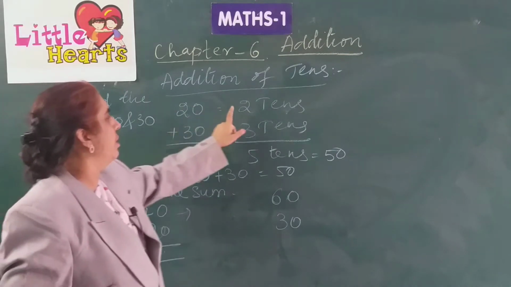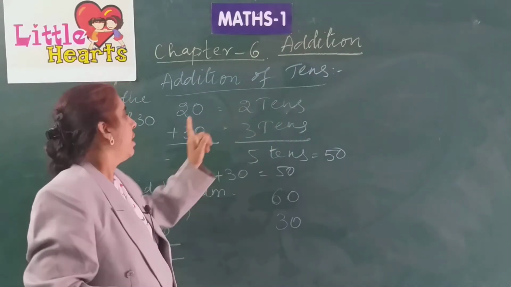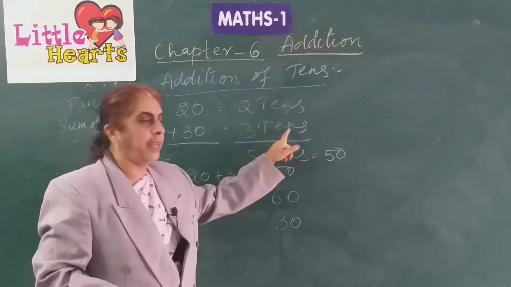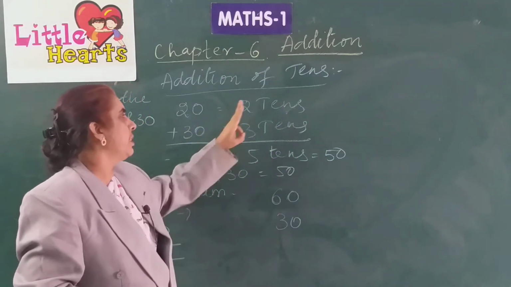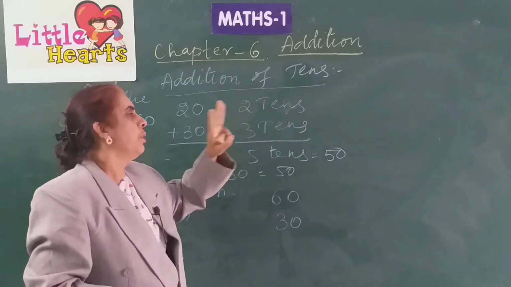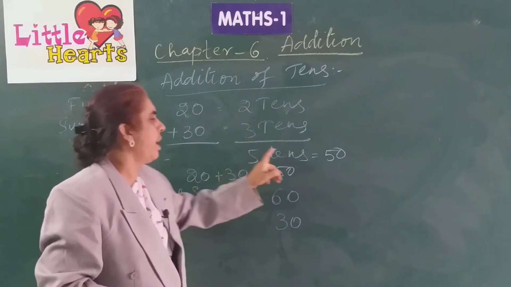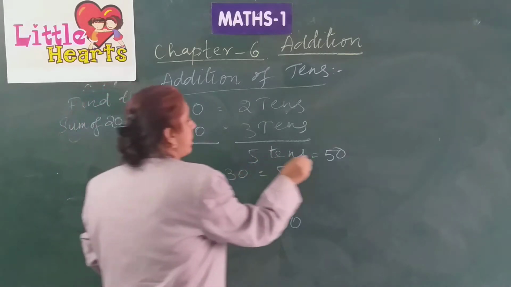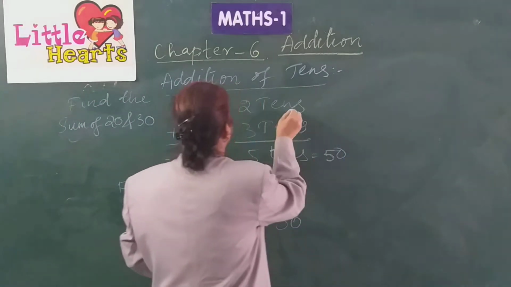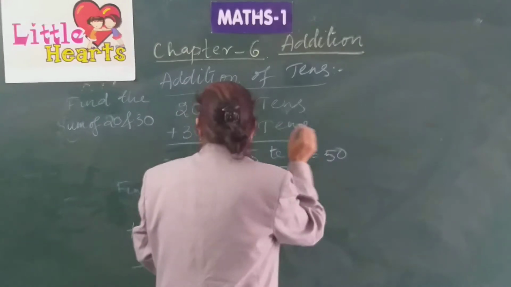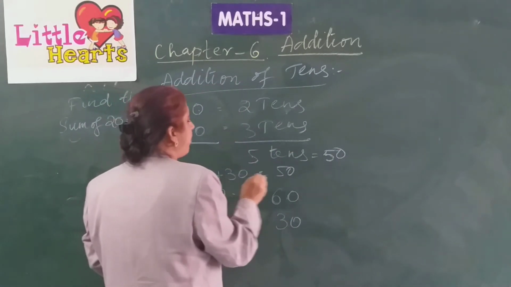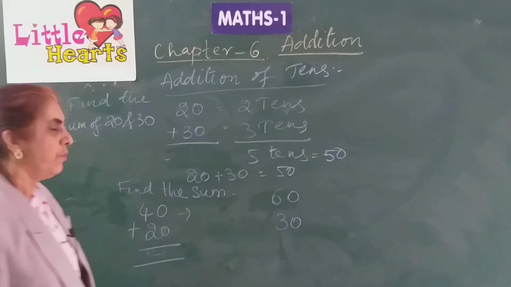20 equals 2 tens and 30 equals 3 tens. 2 plus 3. 3 numbers, 3 fingers after 2: 3, 4, 5. 5 tens. 5 tens is equal to 50, as we know 2 tens is equal to 20, 3 tens 30, 5 tens 50. So hence 20 plus 30 is equal to 50.